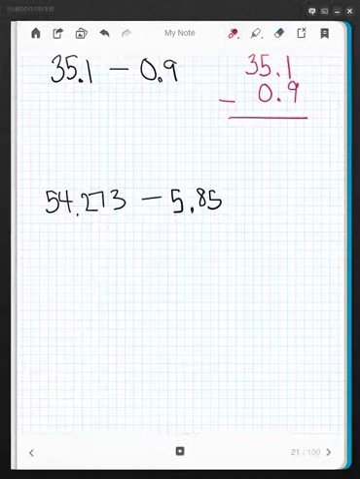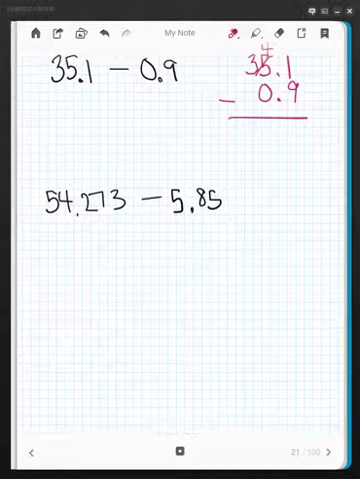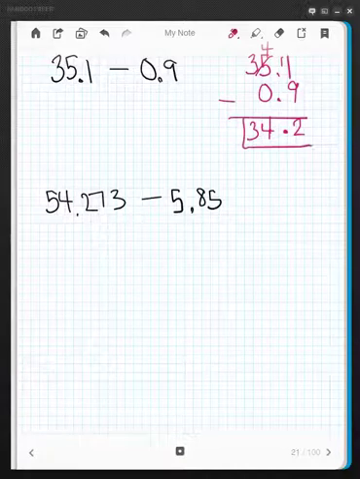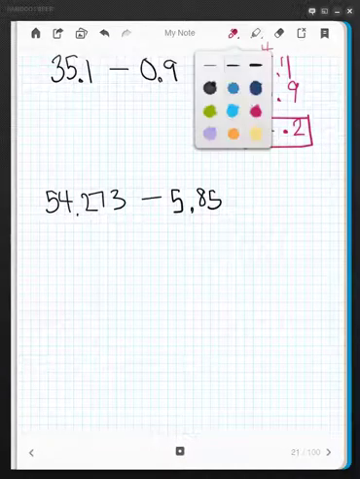And then we borrow. So 1 minus 9, we can't do it, so we need to borrow. We'll go over to the ones place, make that 1 less, and then give that 10 ones to the tenths place. So 10 tenths plus 1/10 is 11 tenths. Now I can subtract. 11 minus 9 is 2. Decimal comes down as I pass over it. 4 minus 0 is 4. 3 minus 0 is 3. So my difference is 34 and 2 tenths.